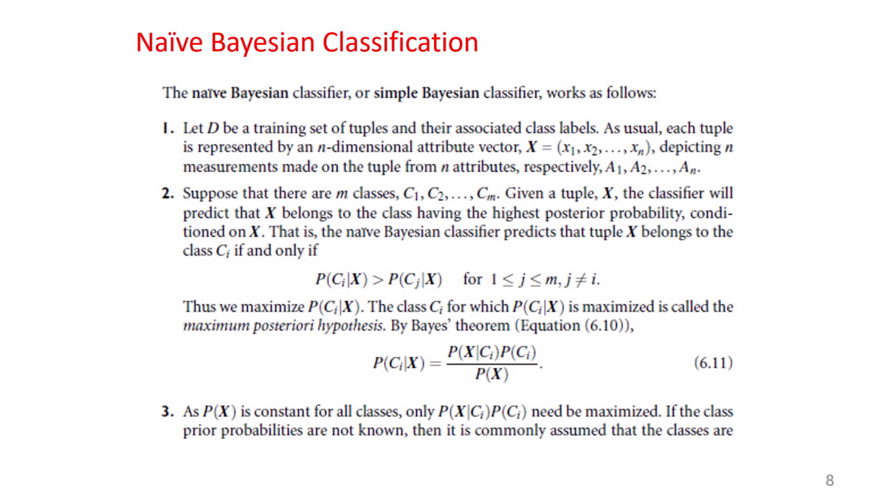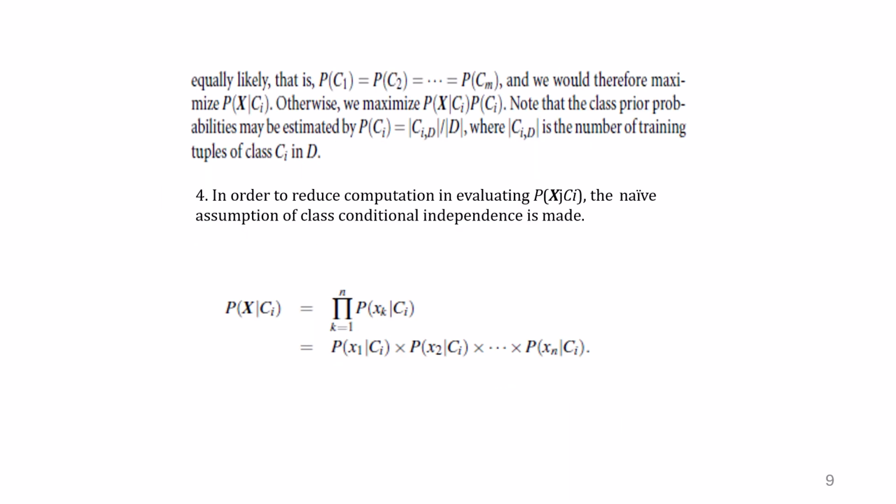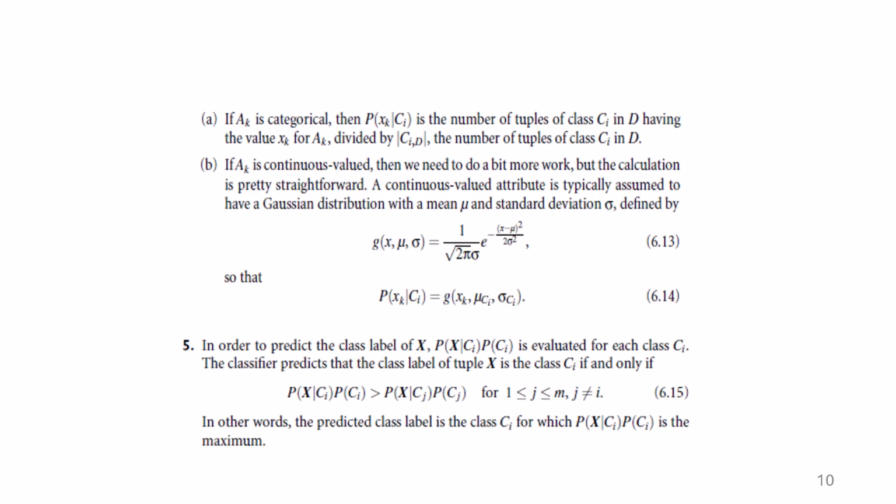As P of X is a constant for all classes, only P of X given Ci times P of Ci needs to be maximized. In order to reduce the computation in evaluating the probability of X given Ci, the naive assumption of class conditional independence is made, as shown on the screen. If Ak is categorical, then P of xk given Ci is the number of tuples of class Ci in dataset D having the value xk for Ak, divided by the number of tuples of class Ci in D.